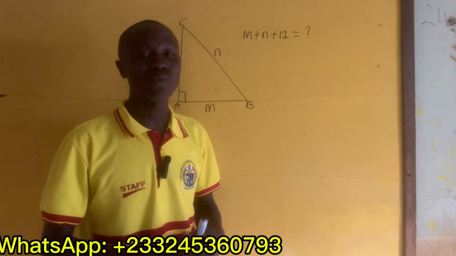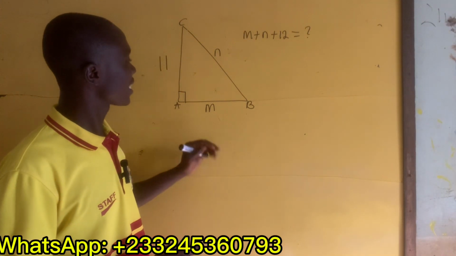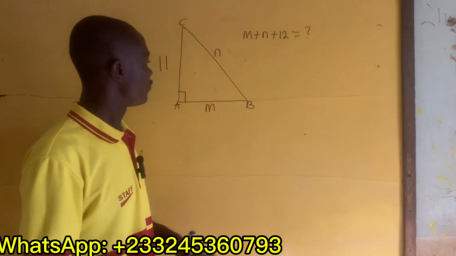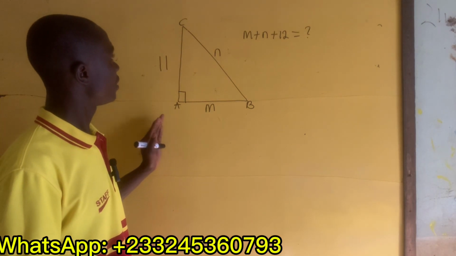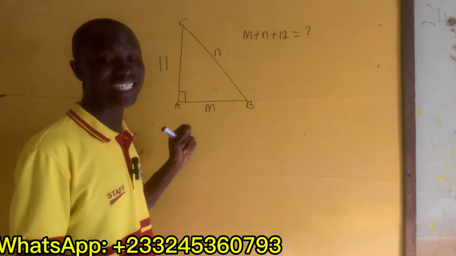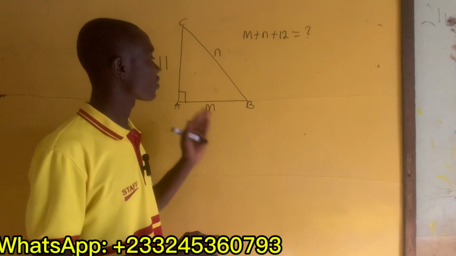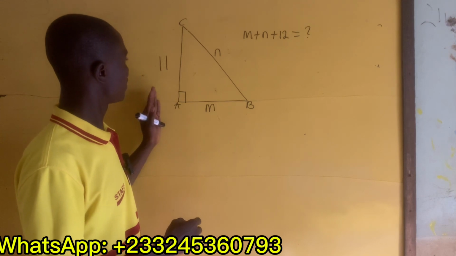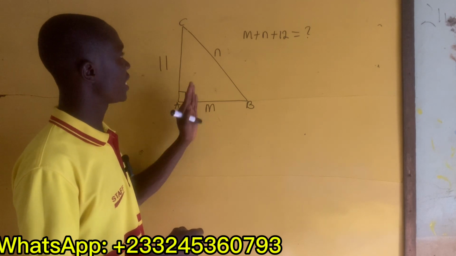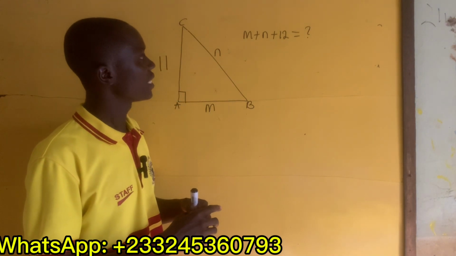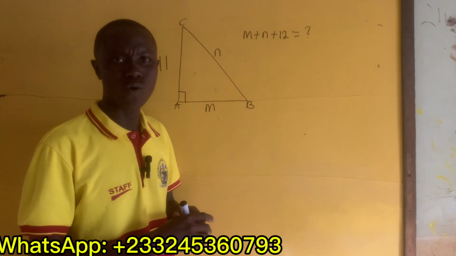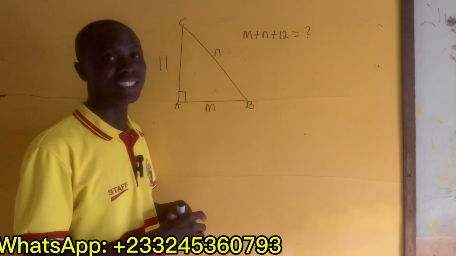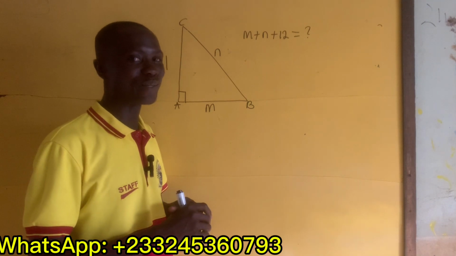In this lesson, we're looking at how to solve this nice geometry problem. We've been given triangle ABC, which is a right-angled triangle. We've been given the side 11 mm, and we have to find m plus n plus 12. How do we do this? This is very tricky, but we're going to do it in a very simple way.